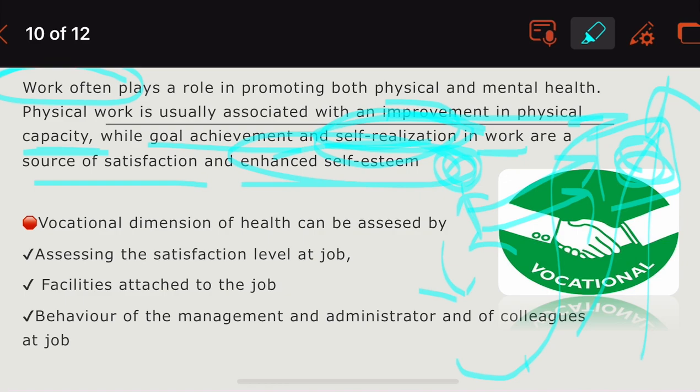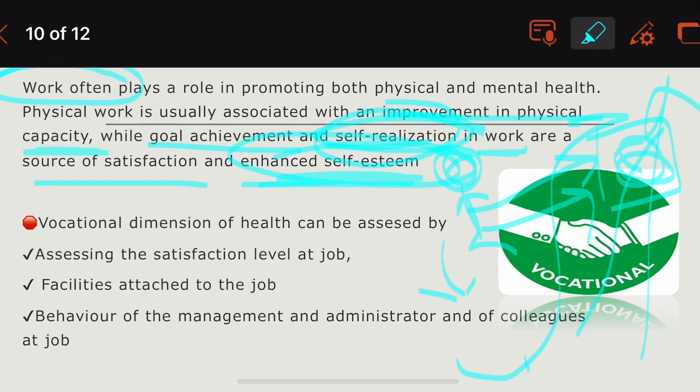Once he does the self realization at his workplace, he gets a satisfaction. Yes, I'm a member of this company. I am at this post. I play a productive role in the society. I am taking care of my family. I'm a good person. All such things will enhance the self esteem.